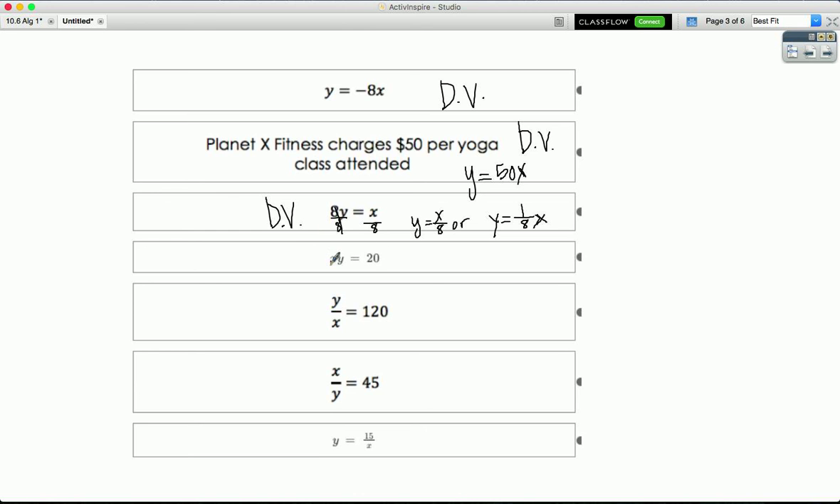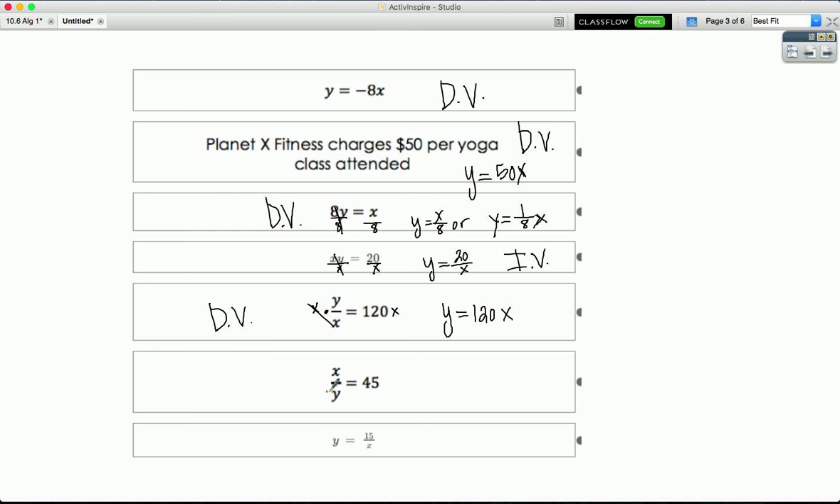On the fourth one down, to solve for y, I would have to divide by x, so y equals 20 over x would be an inverse variation. The next one down, to solve for y, I would have to multiply by x to get it out of the denominator, so the equation would be y equals 120 times x, so that's a direct variation.